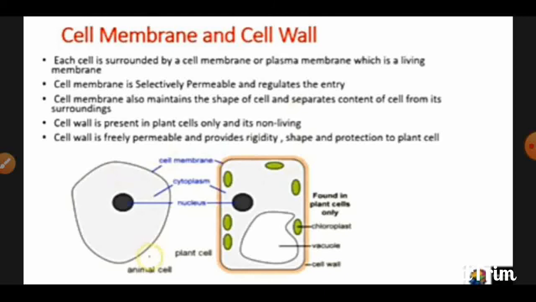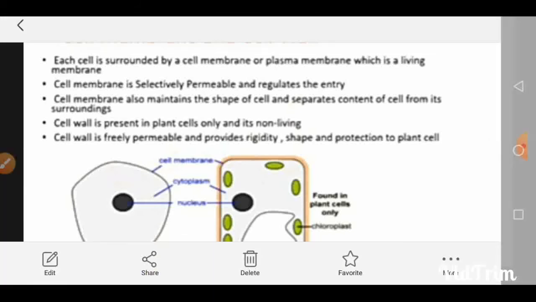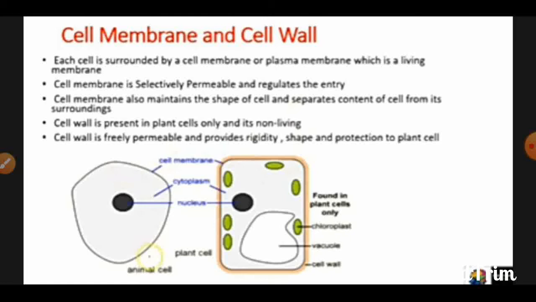Next we'll talk about the cell wall. The cell wall will be present only in plant cells. I have told you first that only in plants we have a cell wall, and in animal cells we don't have a cell wall. One more thing: the cell wall is a non-living thing, but the cell membrane is a living thing. Cell membrane is living and cell wall is non-living.